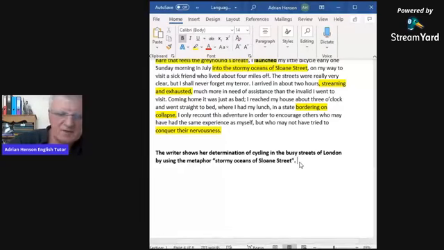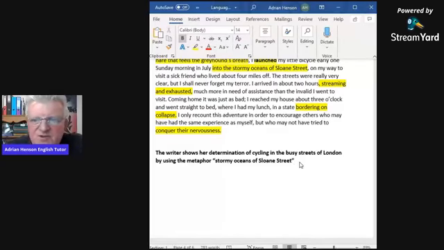And then what I would get students always to do is not just to say it's a metaphor, but then show the impact of why that metaphor works. Well, the metaphor uses stormy oceans of Sloane Street as a whole phrase. We know that it's not a seaside area, and it's certainly not full of the sea. But it kind of links up to the words "I launched my little bicycle." Launching is like launching a boat early on.